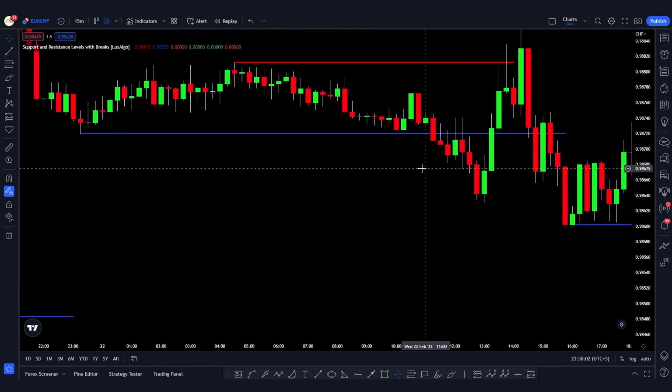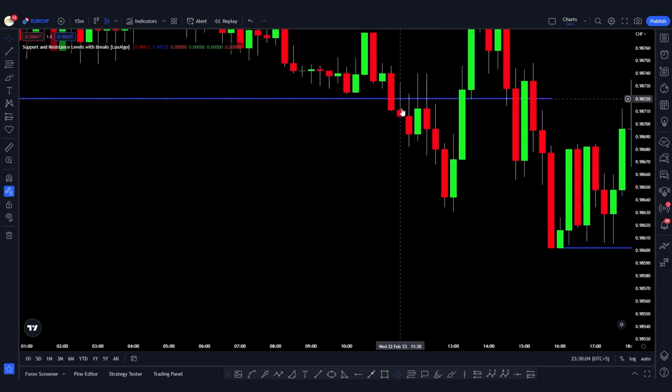Also, you can use the breakouts from a support or resistance level as your entries. For example, here you can see that the market is breaking out this support zone with the formation of this bearish pin bar. So with the formation of this bearish pin bar here, it is confirmed that the sellers are in momentum, so the market will go in the bearish direction.